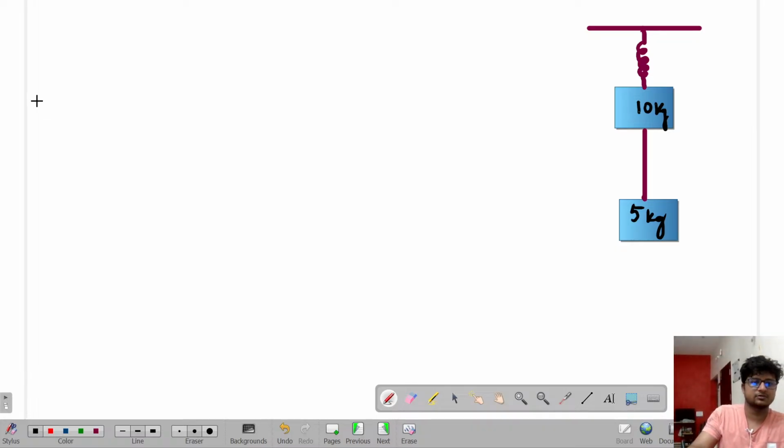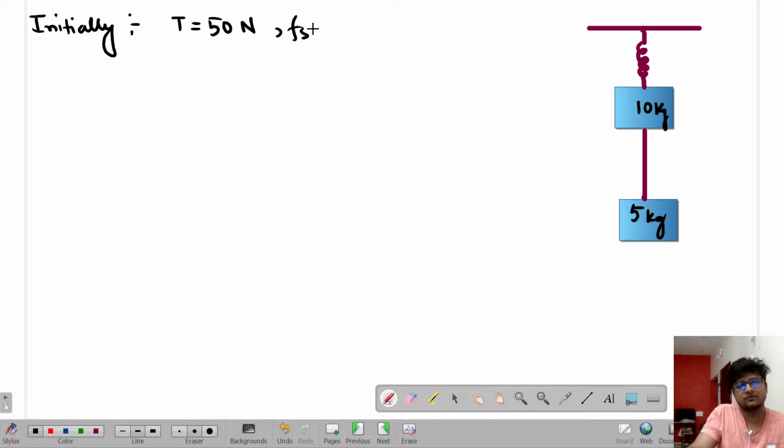Initially, what will happen? Spring force will be how much? Okay, first tension. Tension will be 50 Newton, and spring force will be how much? 150 Newton, correct?